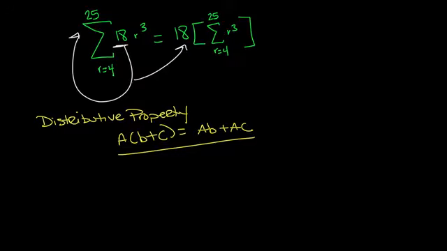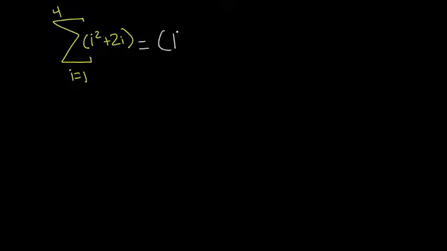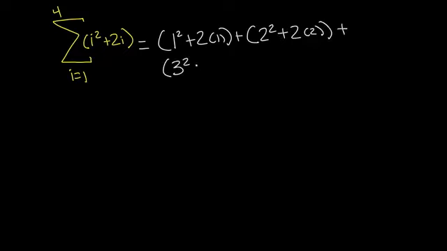Okay, so that's lesson number 1. That's one way of simplifying sigma notation expressions. Let's give you a new problem. The sum from i equals 1 to 4, and internal here, we're going to have i squared plus 2i. Let's just work this out directly. So this is equal to 1 squared plus 2 times 1, plus 2 squared plus 2 times 2, plus 3 squared plus 2 times 3, plus 4 squared plus 2 times 4.